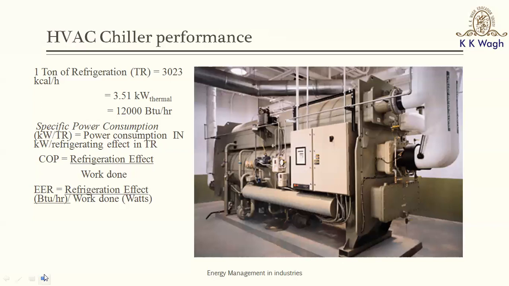So that way it would have a different value than the COP, but essentially both the COP and EER capture the same performance. That is, they talk about how much cooling effect or refrigerating effect you are getting per unit work consumption. So these units we need to be familiar with: specific power consumption, COP and EER. The desirable value of specific power consumption is minimum, and the COP and EER have to be maximum for the best chiller.